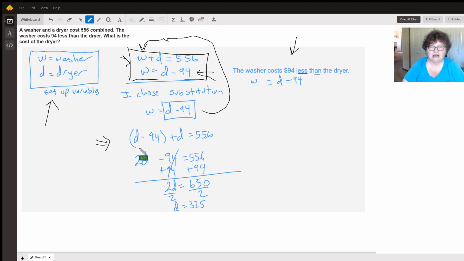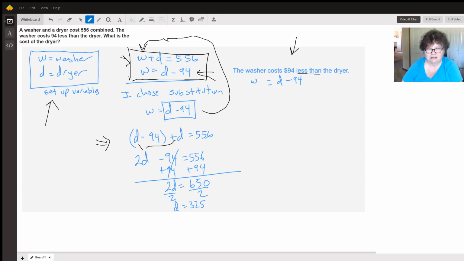Then I just added my like terms. I had a D and another D, which gave me 2Ds. Minus 94, so I added 94 to both sides. That gave me 650, and then I divided by 2 to get 325. So the dryer costs 325.